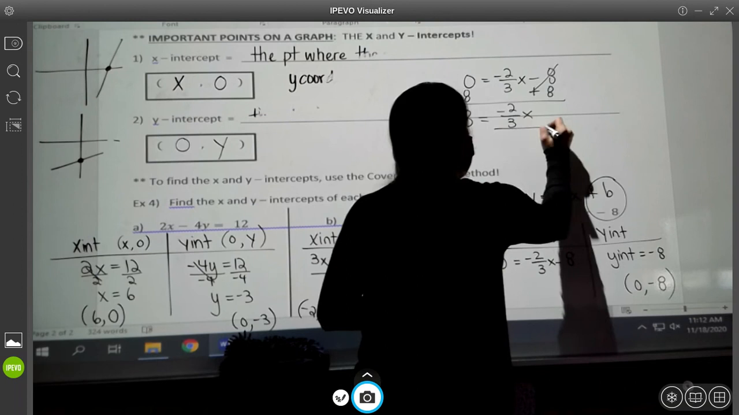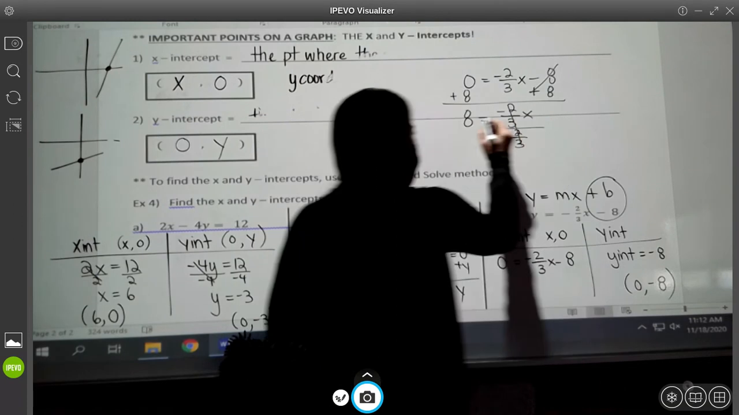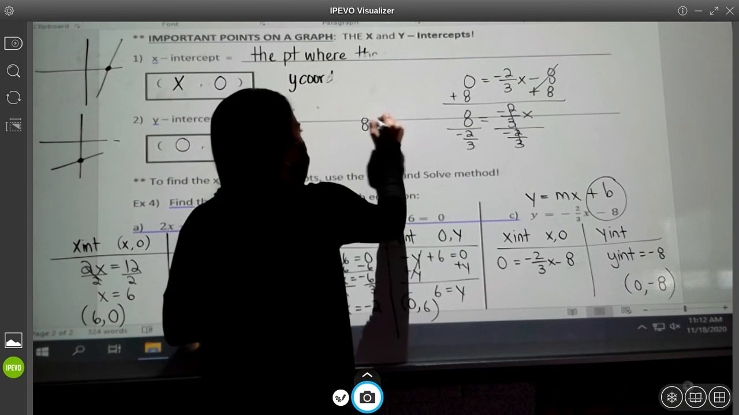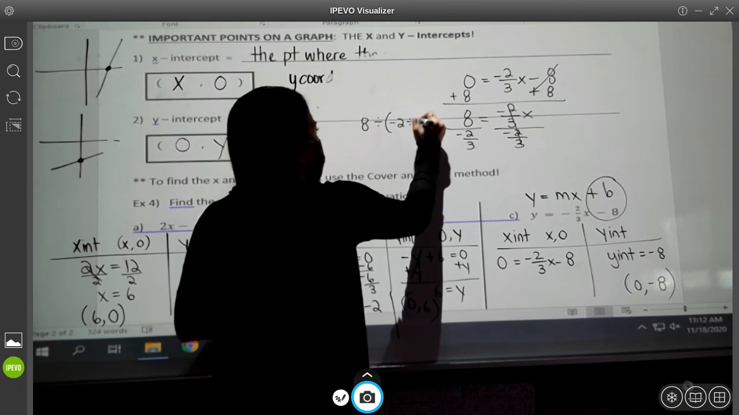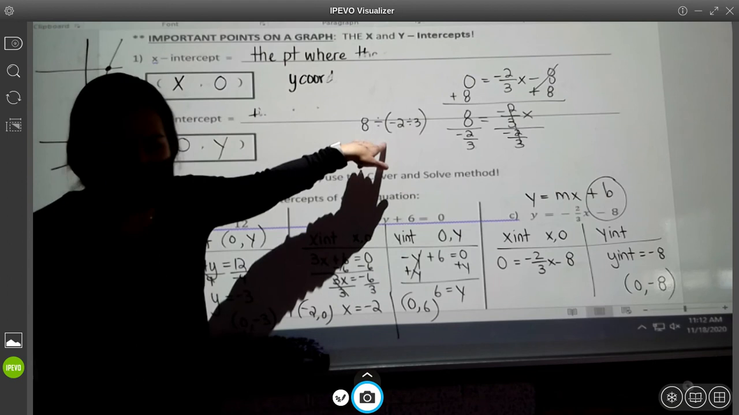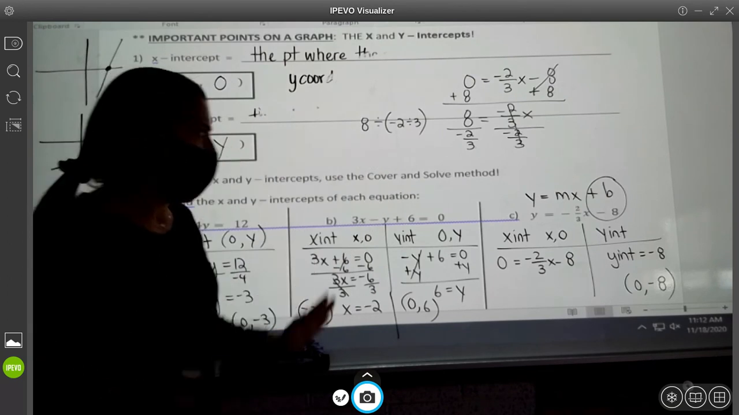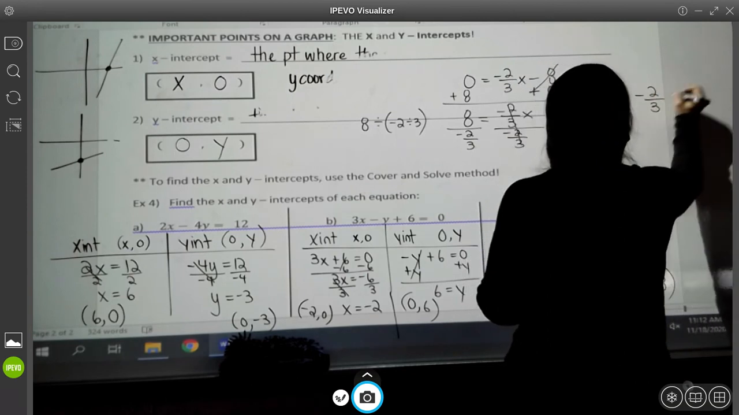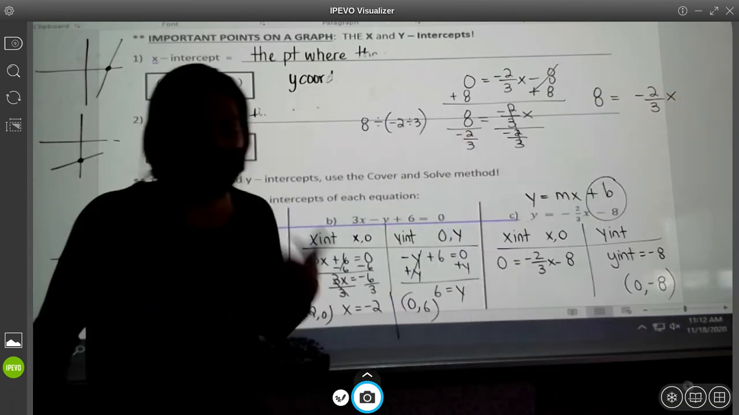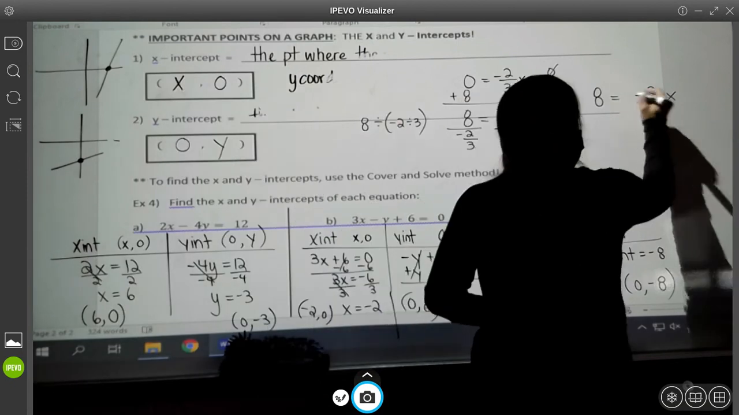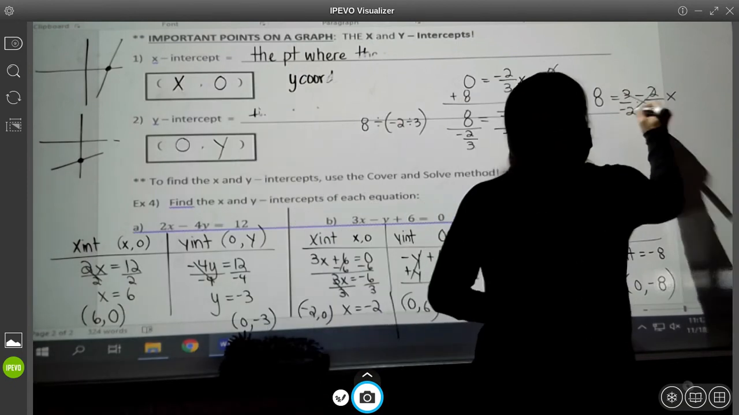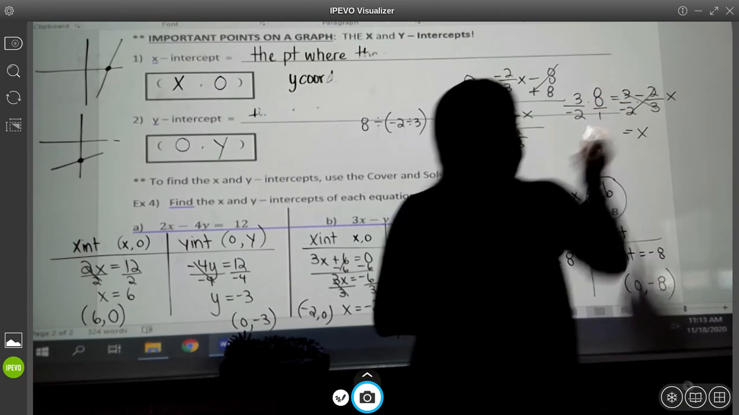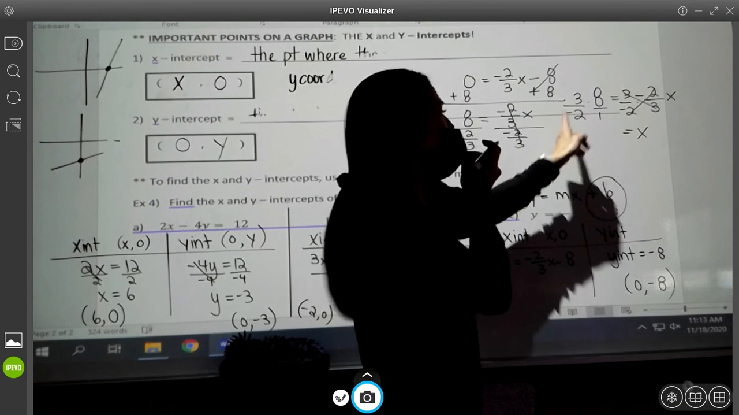Otherwise, I'm just going to times both sides by the reciprocal of negative 2/3. They cancel. X equals. Right, I'm going to get 3 times 8 is 24. Over negative 2 times 1 is negative 2. 24 divided by negative 2 is negative 12. Okay, so at the end of the day, your x-intercept is negative 12, which would be negative 12, 0.